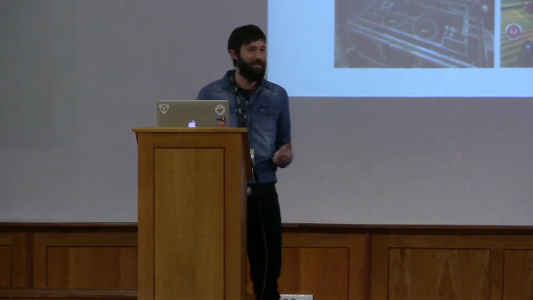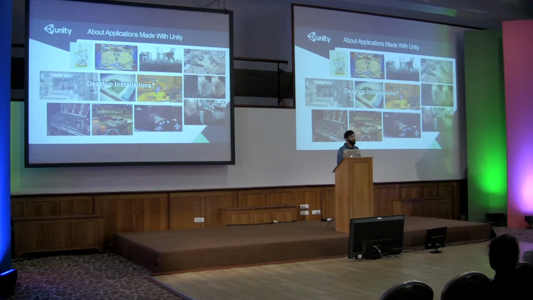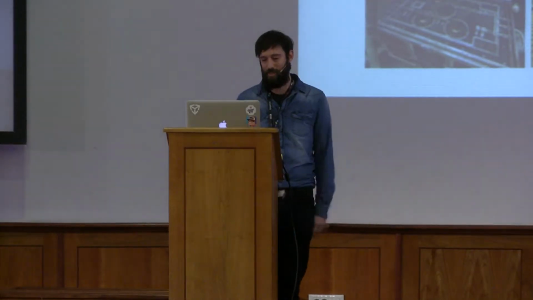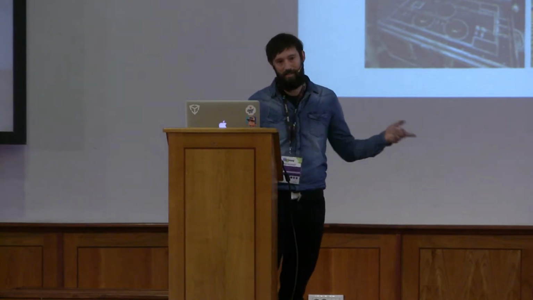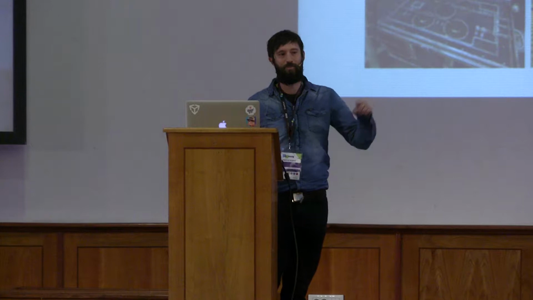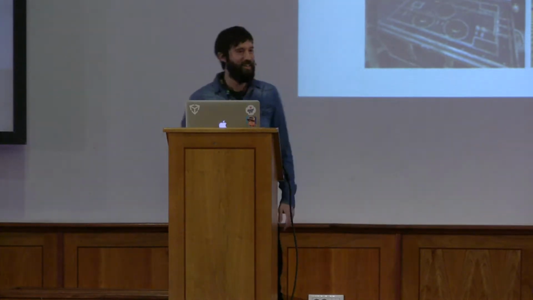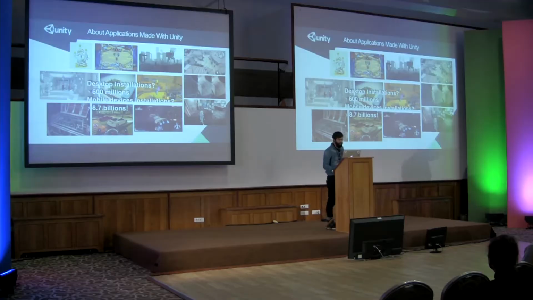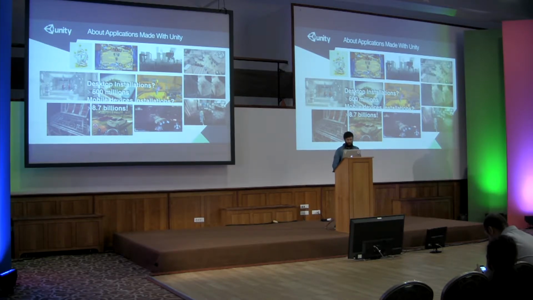Can you guess how many applications installed on desktop are actually running with Unity? Do you have a guess? Is it more than 100,000? Yeah, more than 1 million? Okay, I give the answer. 600 million applications are installed with Unity. And on mobile, can you give a guess? More than 1 billion? 8.7 billion. The meaning of that is that if you use Unity, you can be kind of sure it works in the end. It's installed 8.7 billion times.